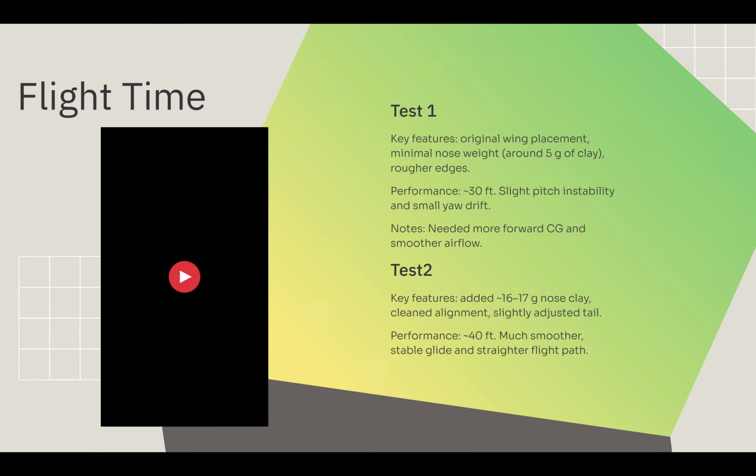And for test one, the glider used minimal nose clay and had rougher surface finishing. It flew around 30 feet, but showed slight yaw drift and inconsistent pitch. And the test showed us that we needed more forward center of gravity and better alignment. And that leads us to test two, where we added some more nose clay. We cleaned the alignment and slightly adjusted the tail. And performance was much better, 40 feet now. It was much smoother and had a stable glide and straighter flight path.